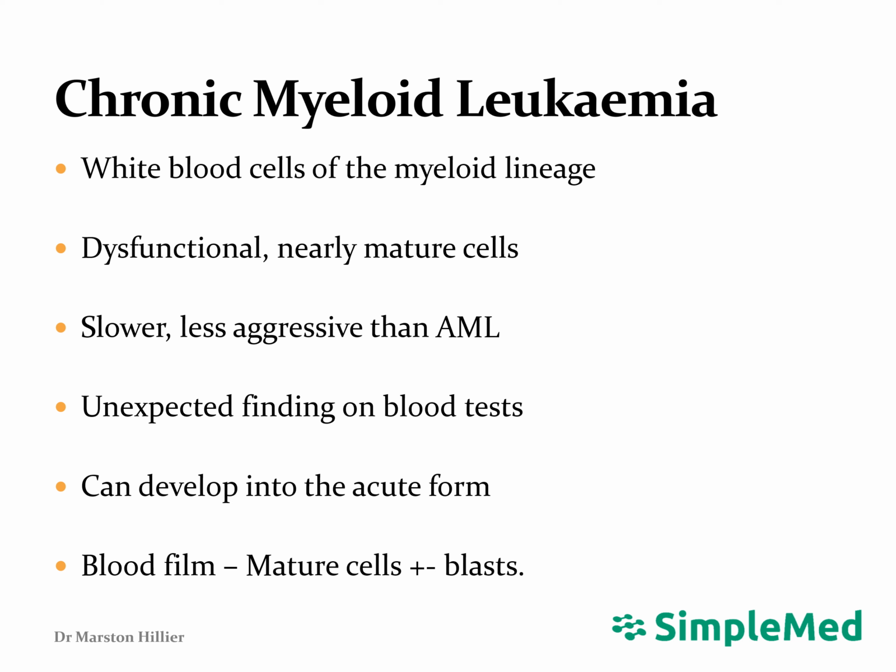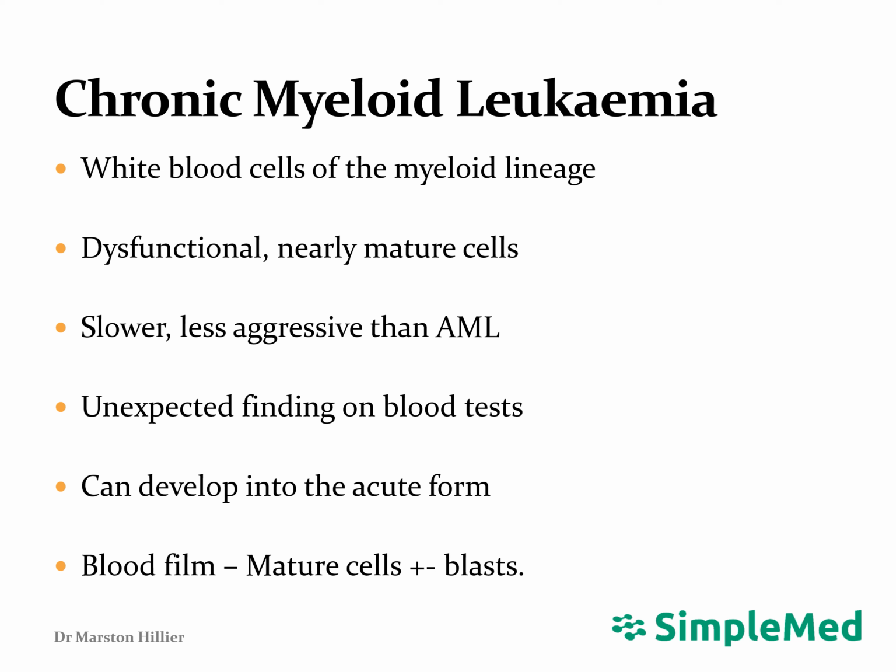The condition is slower and less aggressive, and is often picked up incidentally as an unexpected finding on routine blood tests. Often the treatment is watching and waiting until the condition progresses. At any time, the chronic leukemias can turn into their acute counterpart. Under a microscope, we would see a large number of mature cells with maybe one or two blasts, but mature cells are the predominant factor.